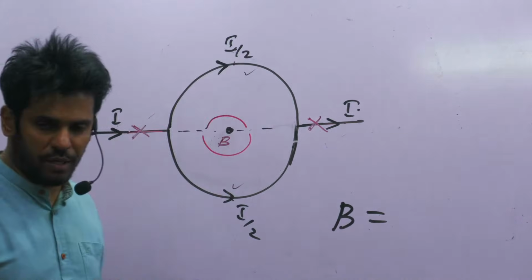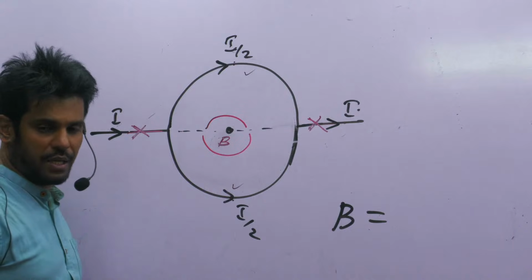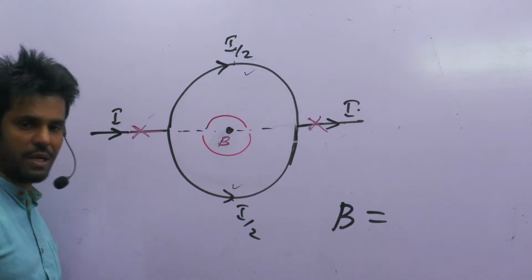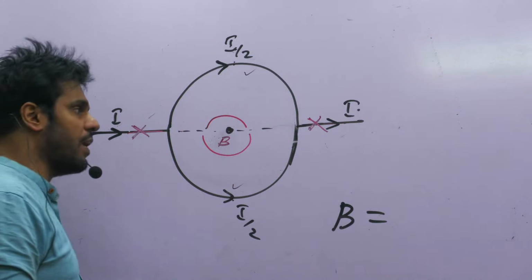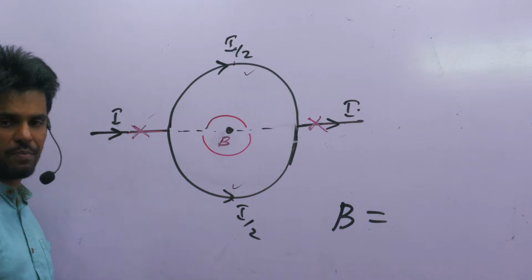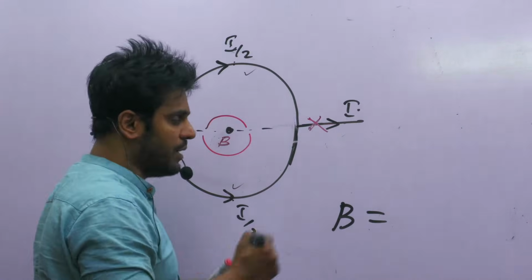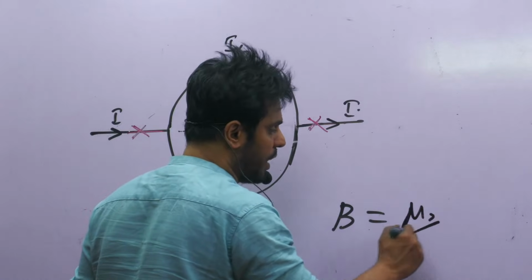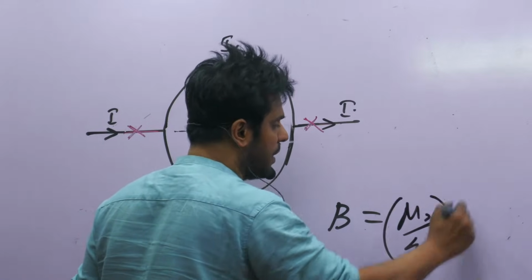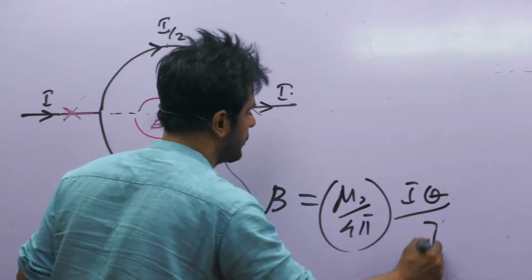Actually, no need to find it. Now listen to me, then we will calculate it second. First, everyone find it like this. Now they have the same current. The general expression is mu naught divided by 4 pi, I theta divided by r naught, right?